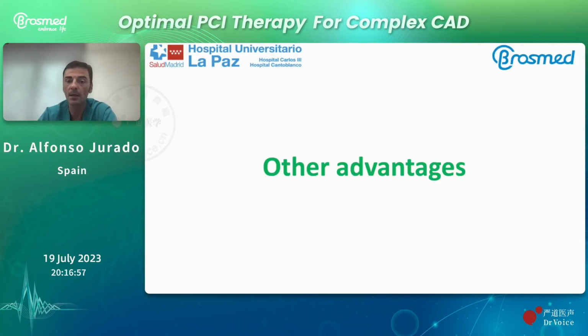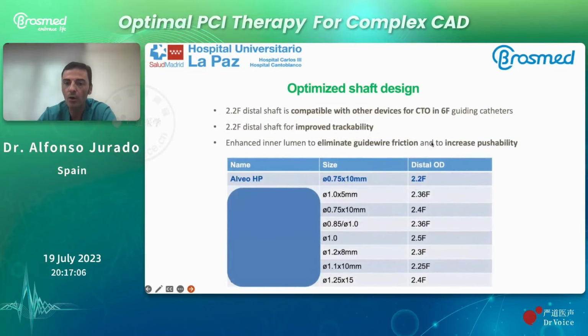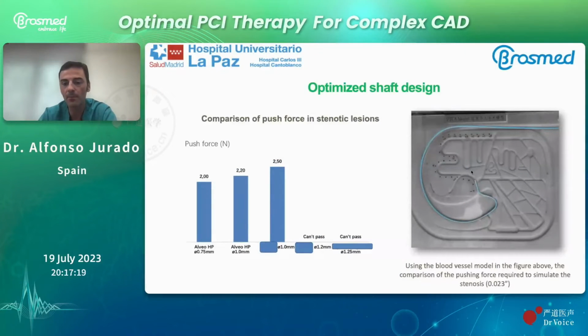And other advantages I'm going to finish is the tip design that is performed to give us optimal delivery, and also a very low profile that is compatible in the CTO scenario with other devices in 6 French, with very good pushability, as we have seen in this case. Just as an example, the pushing force required to do these curves and cross a lesion with the Alveo balloon and the competitors is much less with the Alveo than with other devices.